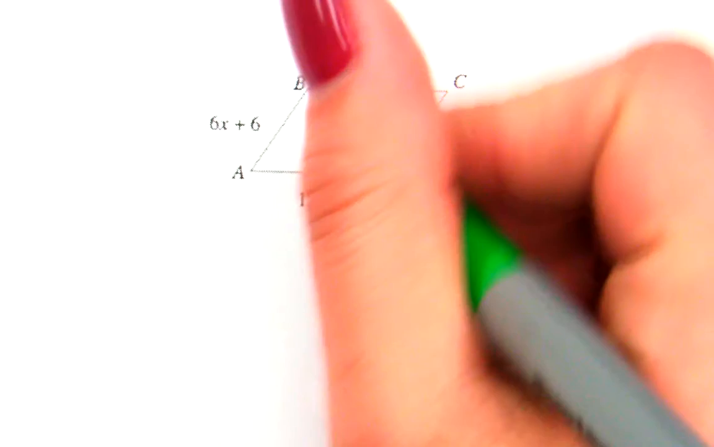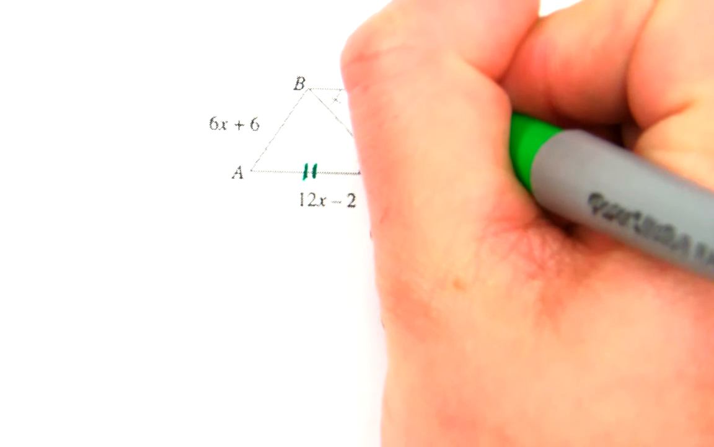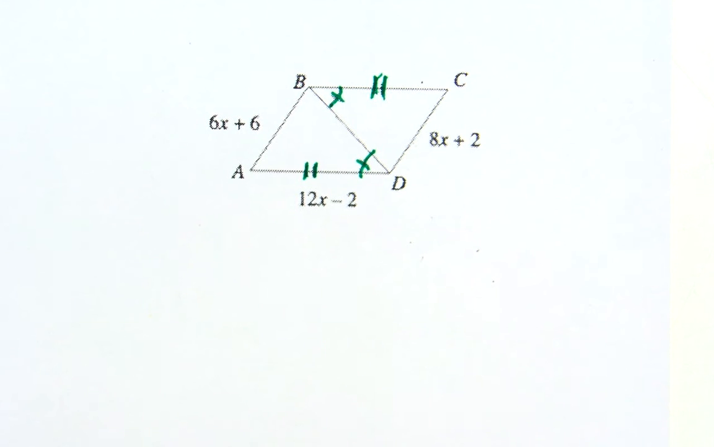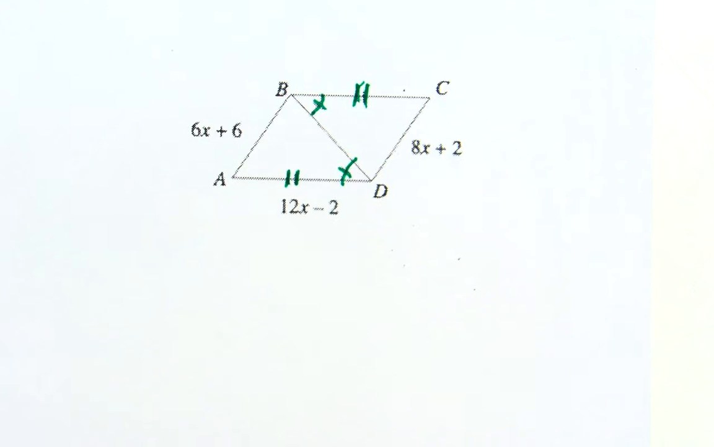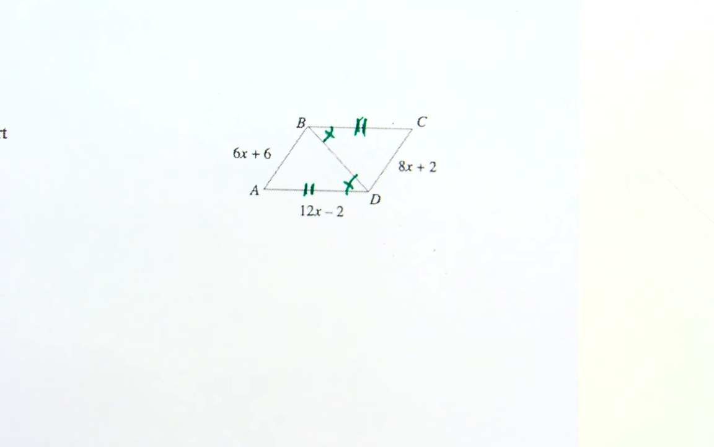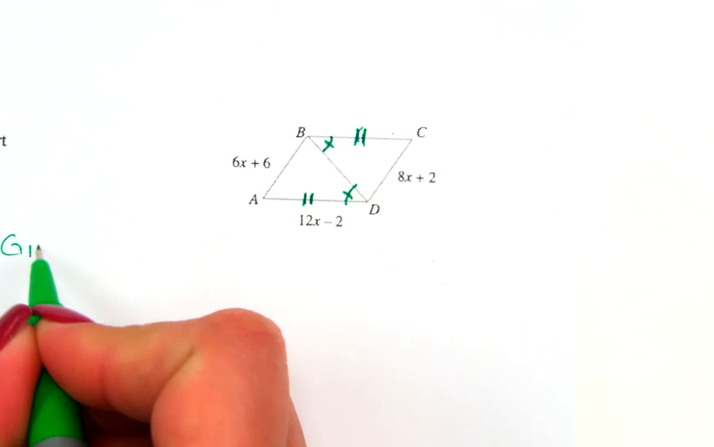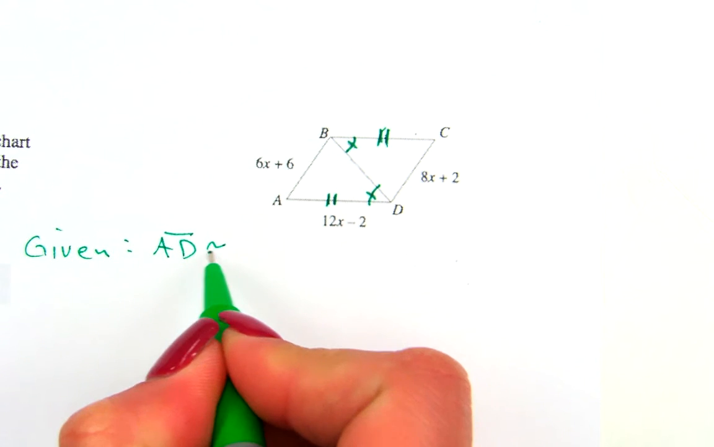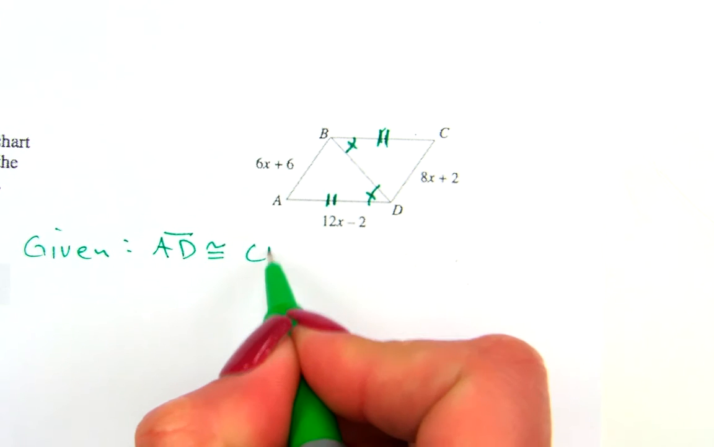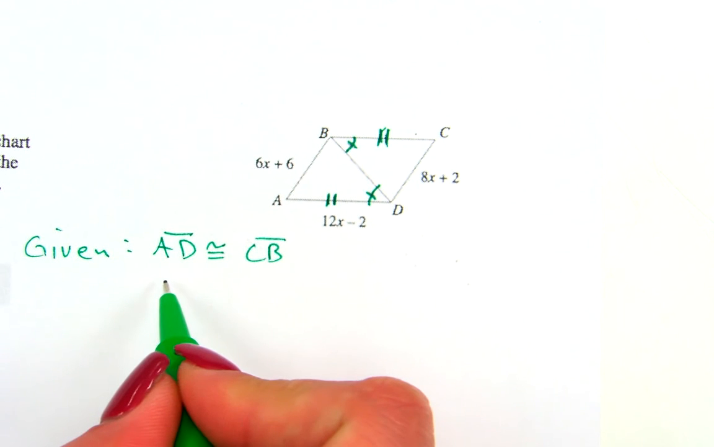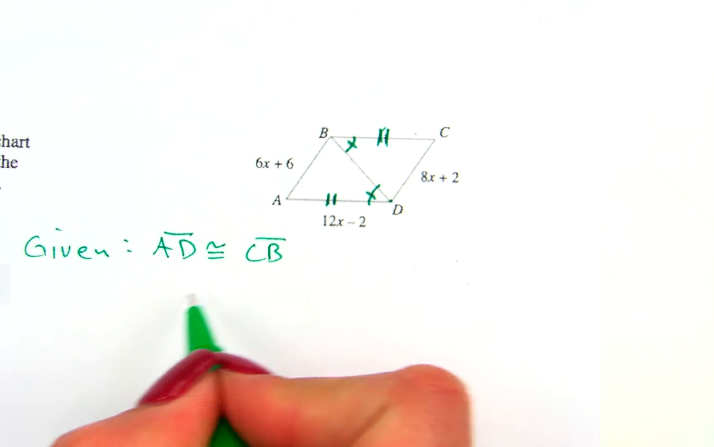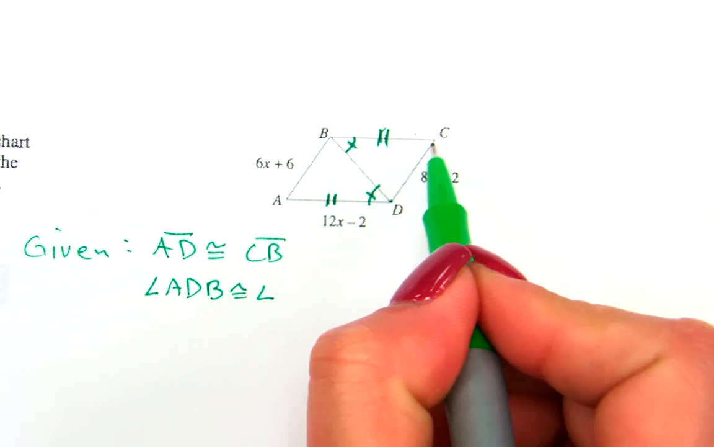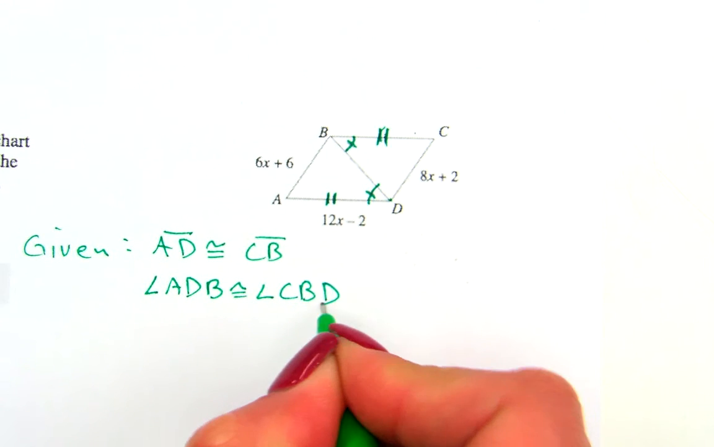So the first thing you'll notice is that you have the same markings on AD and BC. Okay, and then you also have the same markings on angle D and angle B. And unfortunately, those are the only two givens that you have. So I'm going to write down the two givens. According to the markings, you're given that AD is congruent to CB. Okay, and you're also given that angle ADB is congruent to angle CBD. Okay, those are your two givens.